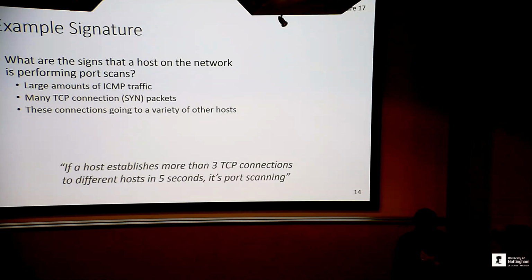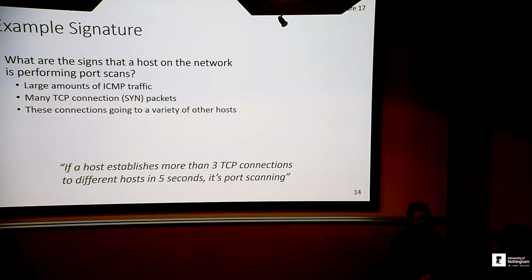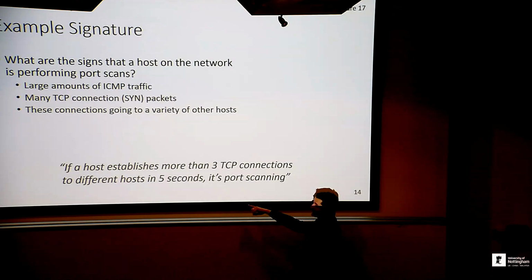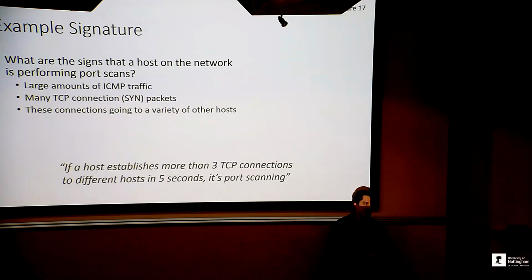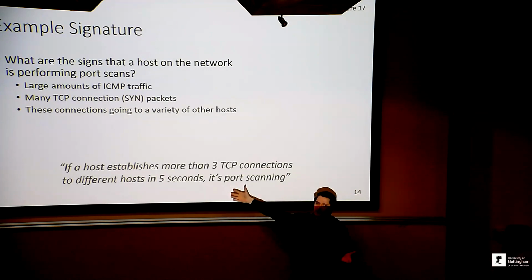So we could say, let's write ourselves an attack using my fake attack language that I've written. If a host establishes more than 3 TCP connections to any other different hosts in 5 seconds, then we're going to flag this as a port scan. And we can either block them from the network or we can log it. Now, I just made that up. Is 3 good? Is 5 good? I don't know. That's the problem.